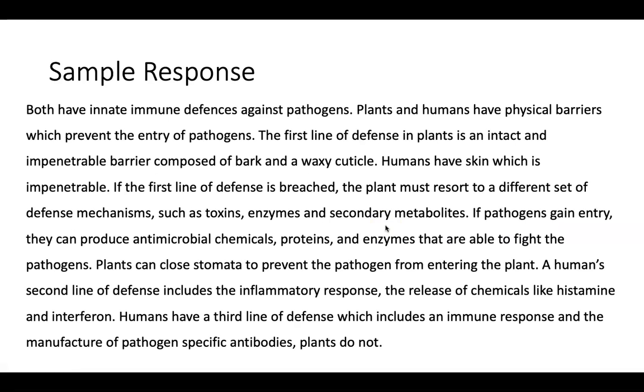So again, this is the sample response to give you an idea of what we're expecting in this answer. And again, I'll let you pause this and read that and compare it to your answer.